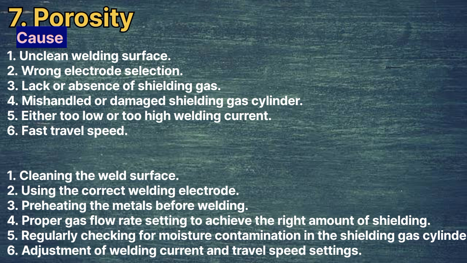And then the prevention points are cleaning the weld surface, using the correct welding electrode, preheating the metals before welding, proper gas flow rate setting to achieve the right amount of shielding, and regularly checking for moisture contamination and the shielding gas cylinder. Last one is adjustment of welding current and travel speed settings.